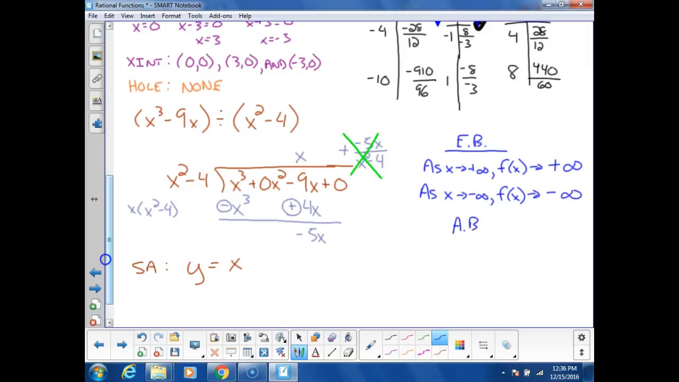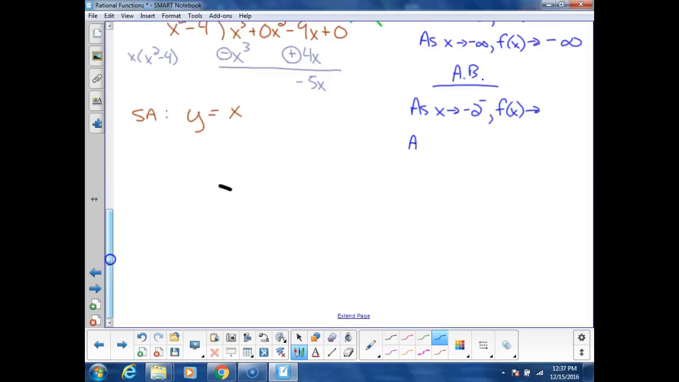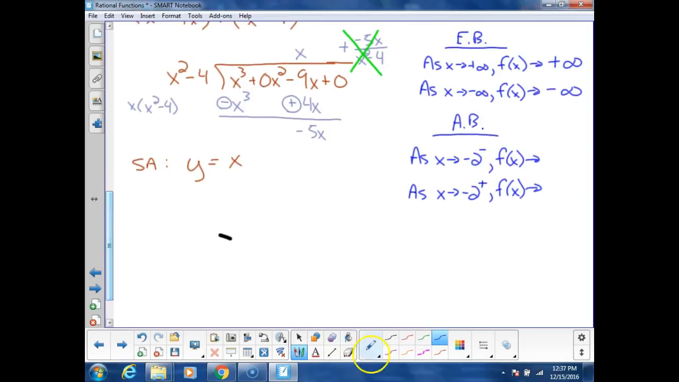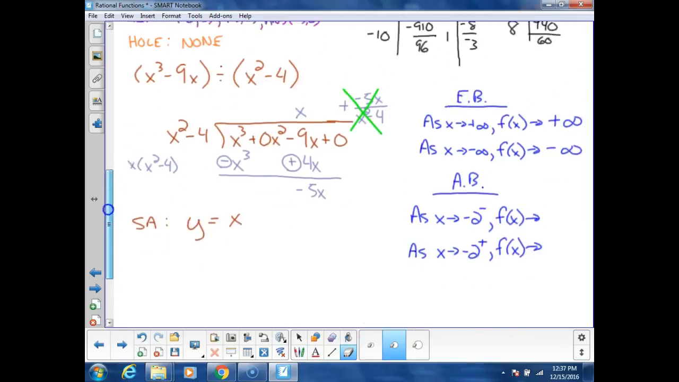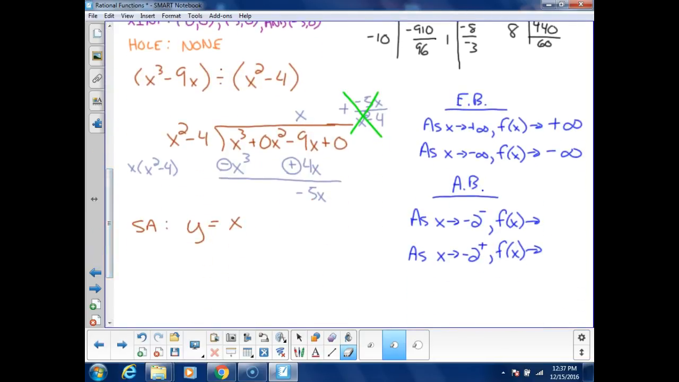Asymptotal behavior. As x approaches negative 2 from the left, what does my function do? As x approaches negative 2 from the right, what does my function do? Okay, so let's deal with those two first. As I'm approaching negative 2 from the left, it's going to positive infinity. As I'm approaching from the right, it's going to negative infinity.